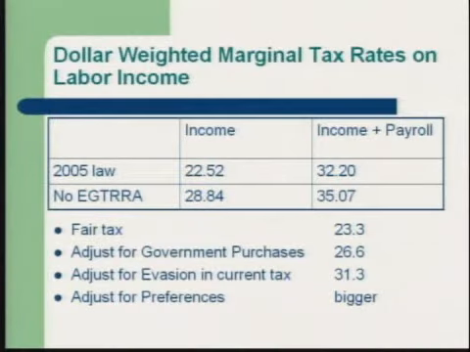Now, the third number, then, is to adjust for evasion in the current tax. This is not an argument for saying that the fair tax will have more evasion or less evasion. It's just saying, to make them comparable, let's do approximately the same amount of evasion. So I divided this number by 0.15. That's the evasion in the current income tax. I'm not sure if we have a good handle on how much evasion is going on in payroll taxes. Not much for wage earners, but a whole lot for the self-employed.